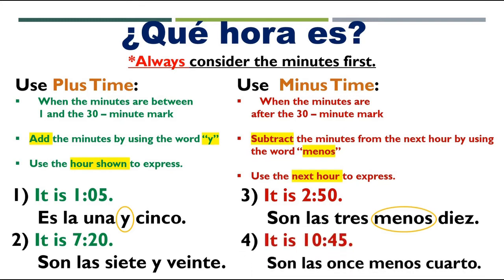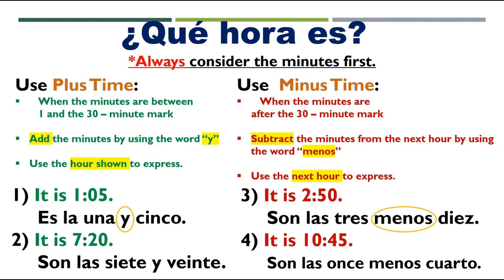Okay? Number 4. It is 10:45. What do we focus on first? The minutes. How many are there? 45. Is 45 after the 30-minute mark? Yes. So therefore, we use minus time. Okay? So now we have to focus on which hour to express. We focus on the next hour with minus time. In this case, it is 11 o'clock. So we begin with son las. Son las once. Okay? Now we have to subtract.